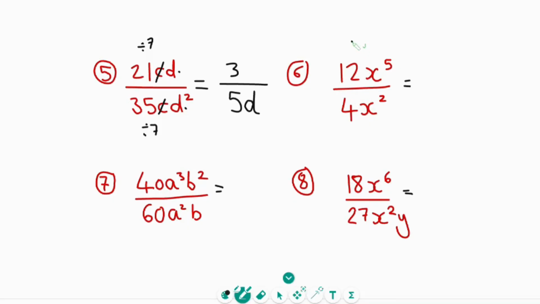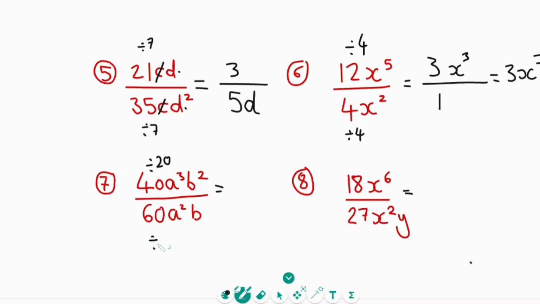Highest common factor is 4. There's 5 x's on the top, 2 x's on the bottom, so that would leave us with 3 x's on the top, which is the same as x cubed. Highest common factor is 10. No, it's not, it's 20. If you had used 10, you would just have needed to carry on simplifying.